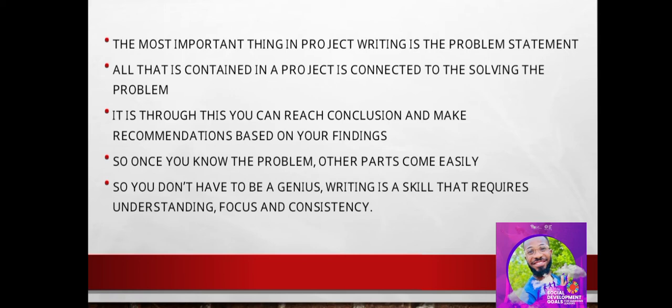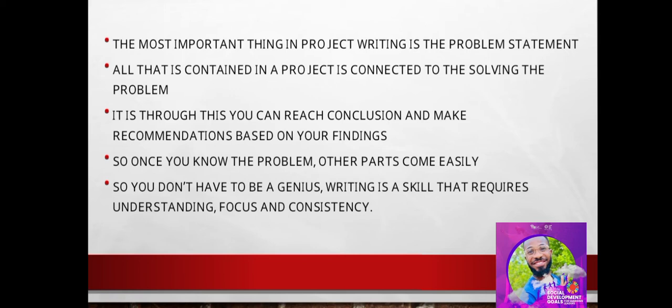Now, the problem is usually the foundation of the project. All that is contained in your project is connected to solving that problem, right? So if you don't know the problem, you cannot write a good project. It is this problem that you're able to conclude on and say, okay, yes, this is what it is, and make recommendations to solve that problem.